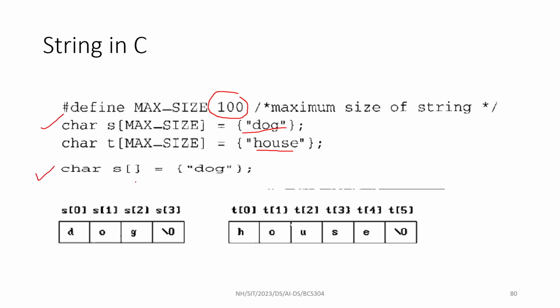In this way the size is known here. Size is based on this information. How is that actually represented in memory? Dog is represented like this. The string name is S, S of 0, S of 1, S of 2, S of 3: D, O and G. The last character is always null in the case of a string. If that is a character array, then there is no need. As it is a string, the last character is the null character. House: H, O, U, S, E and the null character.